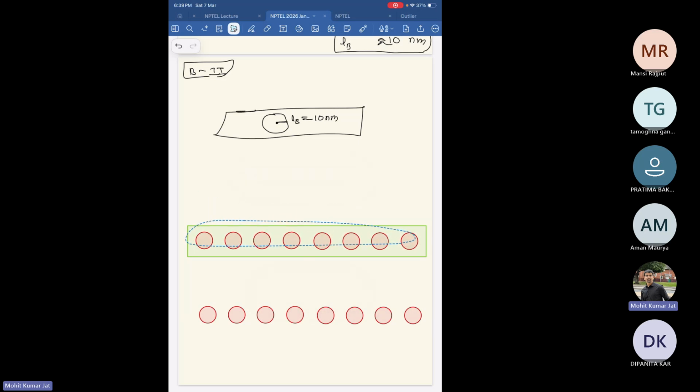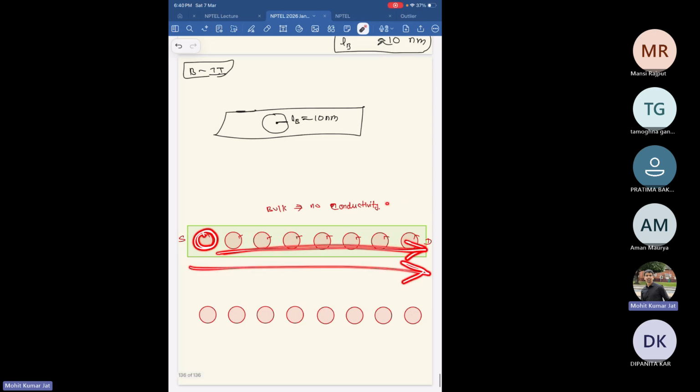So when you have electrons like this, right? And this is your source, this is your drain. Since electrons are like this at these points, through bulk there cannot be any conductivity. Bulk, no conductivity. Because electrons will revolve just here on this circle only. They will not go towards the drain. So they cannot go from source to drain. Their conductivity will be zero. The resistance will be very high. That's how you think.